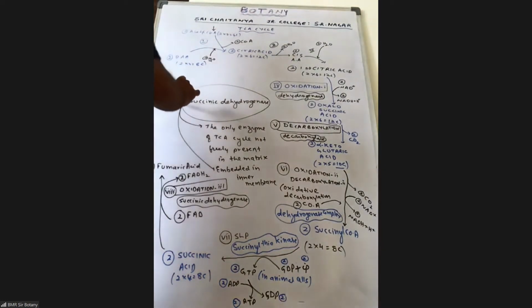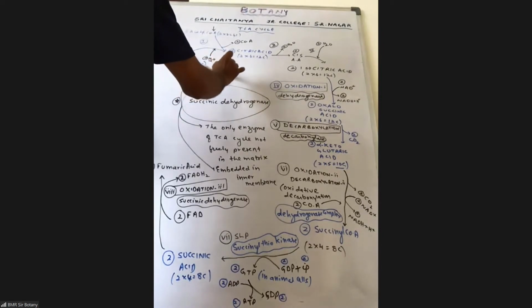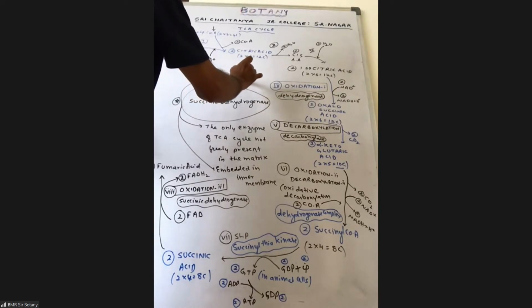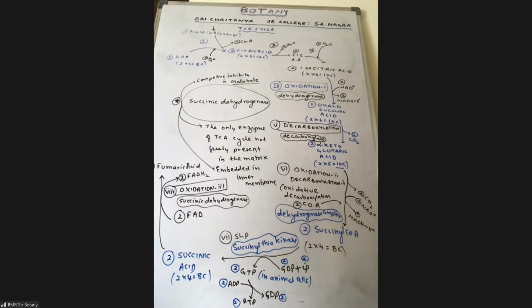And you can make a third point because related to that. Competitive inhibitor for this enzyme. Competitive inhibitor is malonate, which is structurally similar to succinic acid. So if malonate enters the site of this enzyme, then it can't carry out this reaction. So succinic dehydrogenase, 3 points.